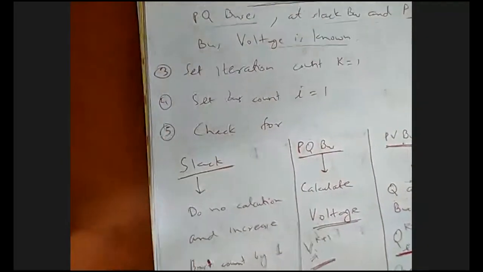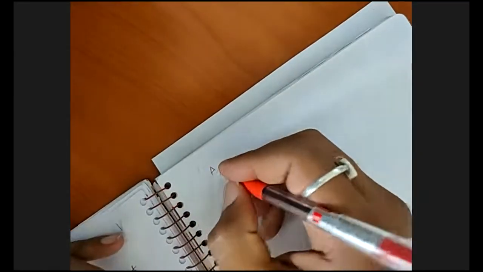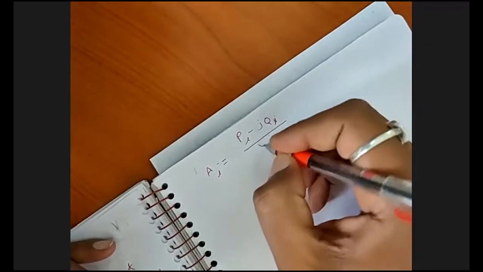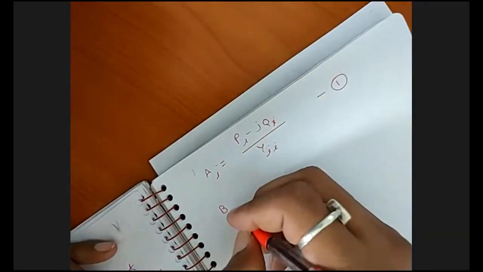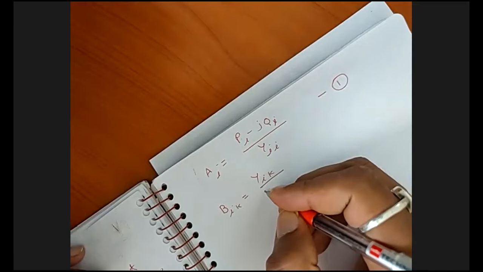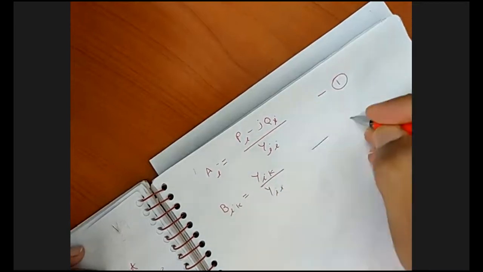So, for summarizing, the formulas which you have to remember: Ai, that is Pi minus jQi divided by Yii. That is the first formula which you have to remember. Then Bik is Yik upon Yii. That is your second formula.